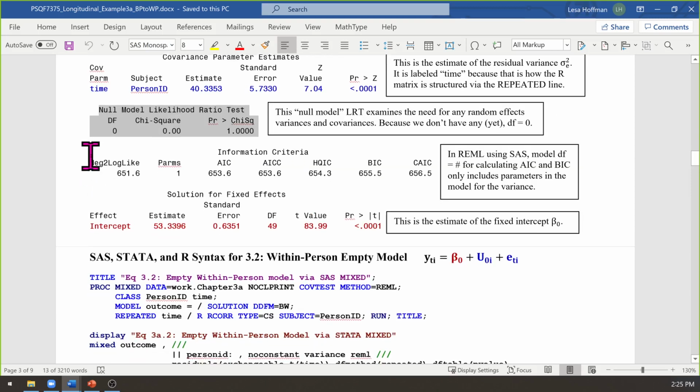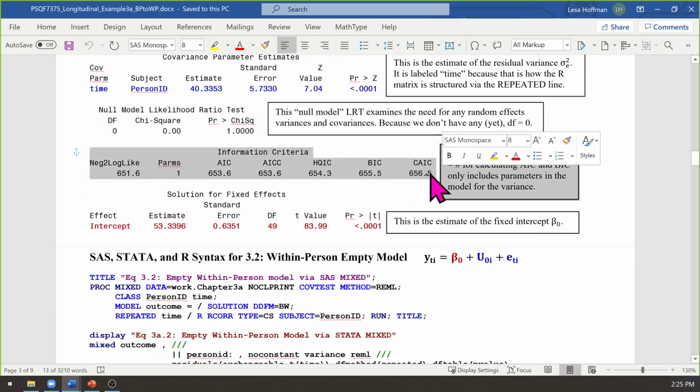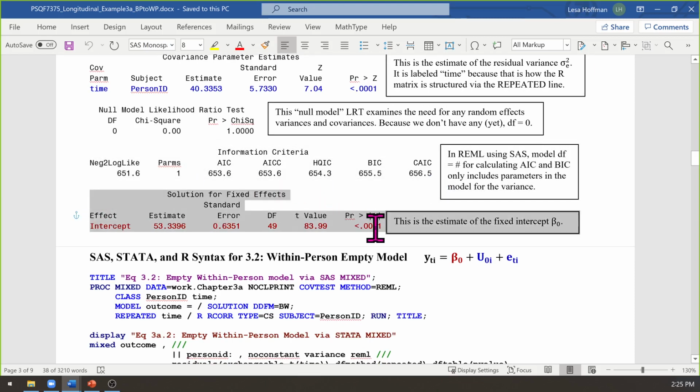This table is model fit. We'll get to that later. We can ignore it for now. And then last but not least, this is the solution for the fixed effects. Now that is a good name. That is a list of all of the fixed effects that you have asked for.